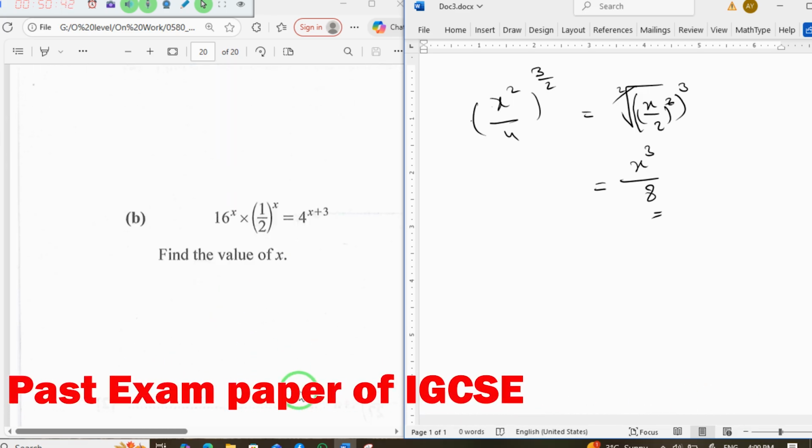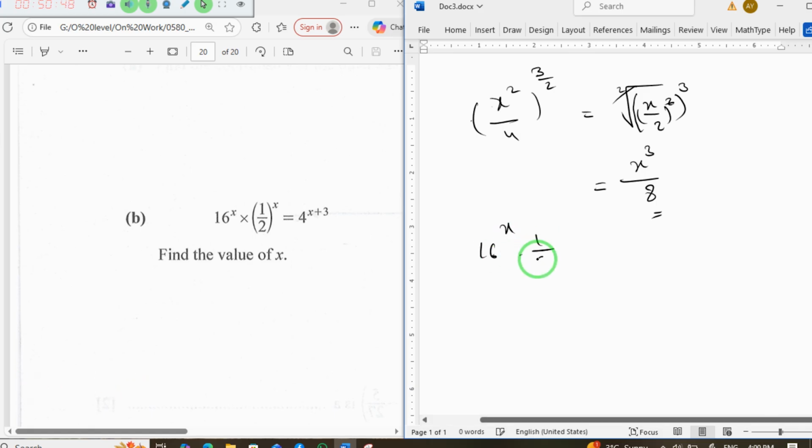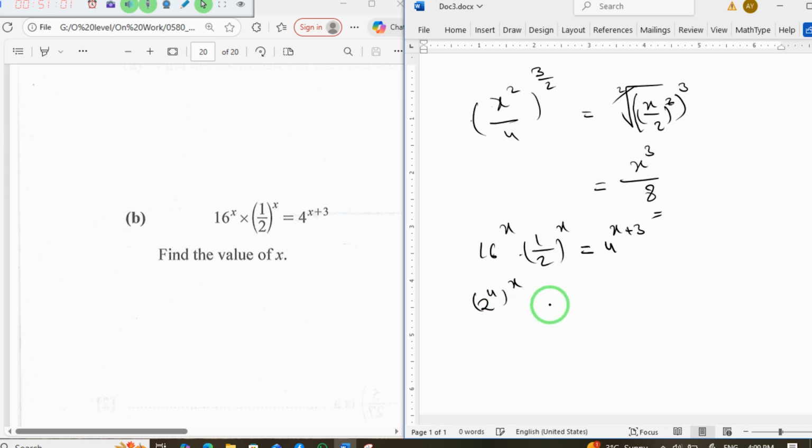And part B, find the value of x. Here we have 16 to the power of x multiplied by 1 over 2 to the power of x equal to 4 to the power of x plus 3. Here we can write 2 to the power of 4x. Here we take the reciprocal, or inverse, to the power of minus x. When you inverse a fraction, the sign of the power changes to negative. When positive, here we can write 2 to the power of 2 times x plus 3.